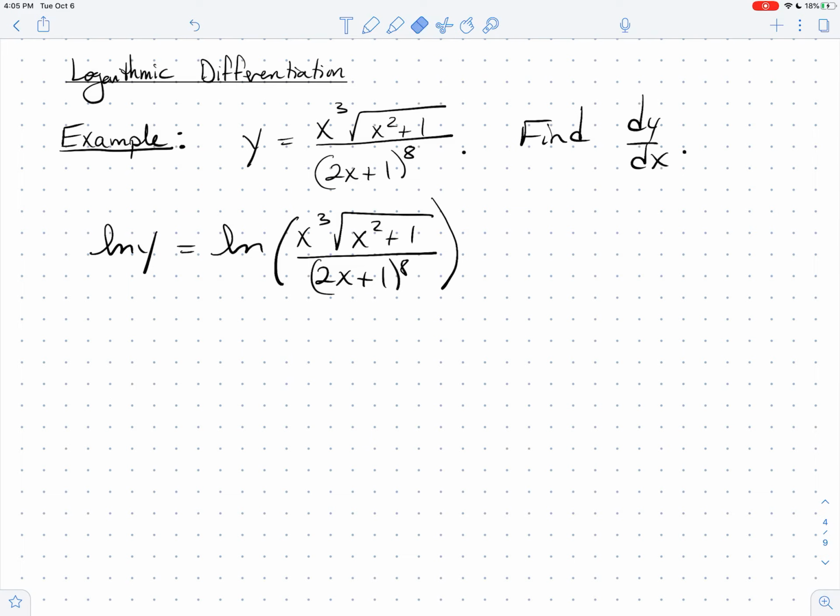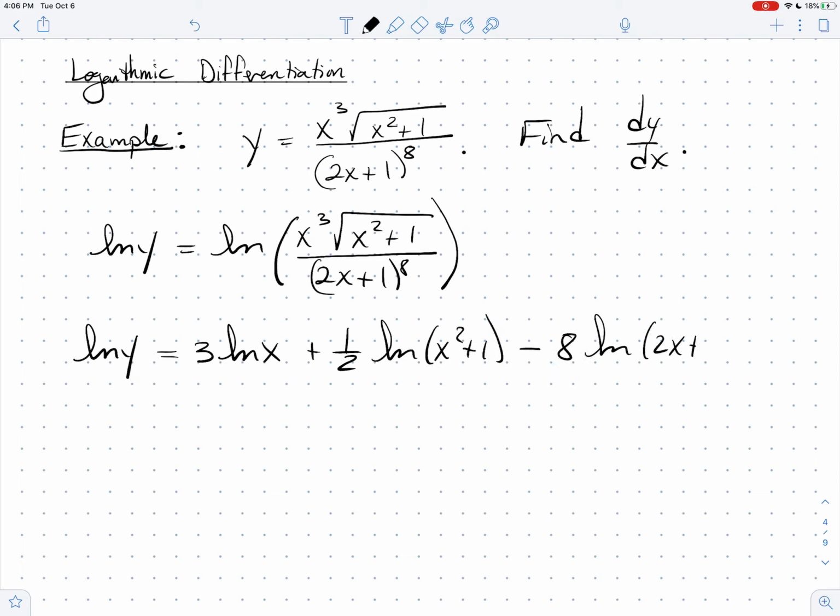I didn't simplify before I started taking derivatives, right? So that's what we're going to do. Before we take derivatives, let's simplify. The whole point of the logarithm was to simplify this before you take derivatives. So ln of y equals, let's see, 3 ln of x plus 1/2 ln of x squared plus 1 minus 8 ln of 2x plus 1. That's what you get when you use the laws of logs to rip this thing apart.